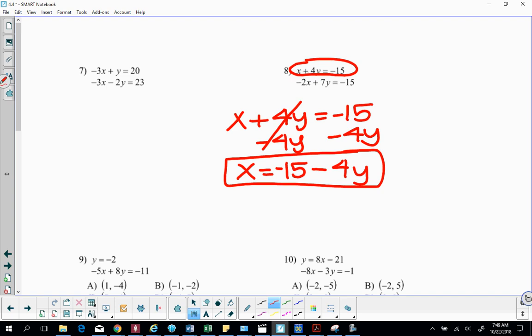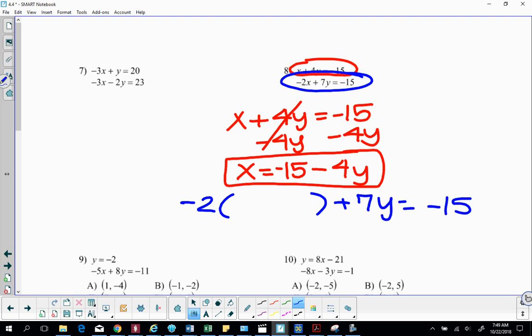Now I'm going to use my second equation. Instead of x, what am I going to plug in for x? What is my x equal to? Negative 15 minus 4y. A lot of people are just putting negative 15 in. Don't do that. You want to put the whole thing of what x equals. So you might want to write the whole expression with parentheses so you remember to write the rest of it. So instead of x, I know that x here equals negative 15 minus 4y.